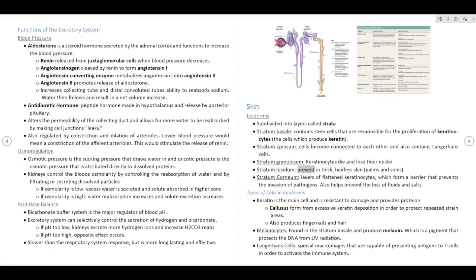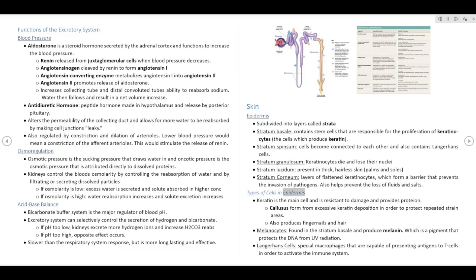Stratum lucidum, present in thick, hairless skin, palms and soles. Stratum corneum, layers of flattened keratinocytes, which form a barrier that prevents the invasion of pathogens. Also helps prevent the loss of fluids and salts.